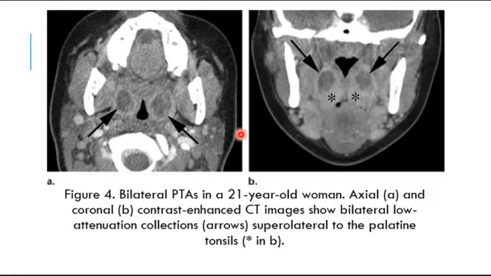This is a bilateral abscess in a 20-year-old woman. It's a contrast-enhanced image and shows bilateral low attenuation collections with rim enhancement, superolateral to the palatine tonsils.